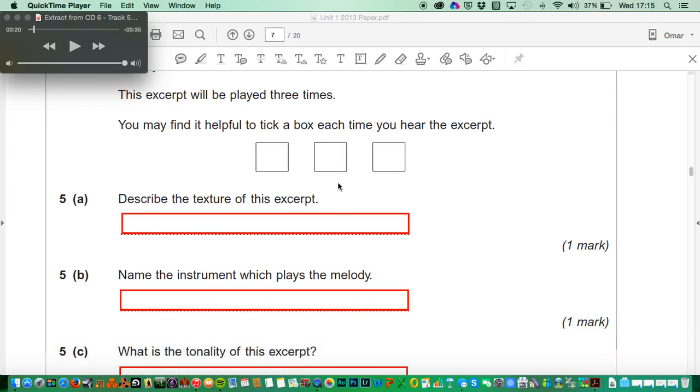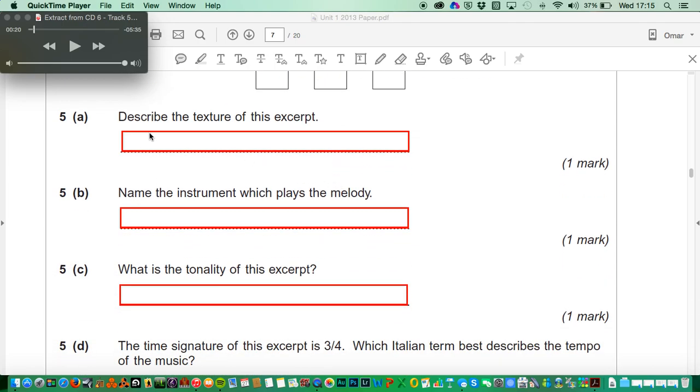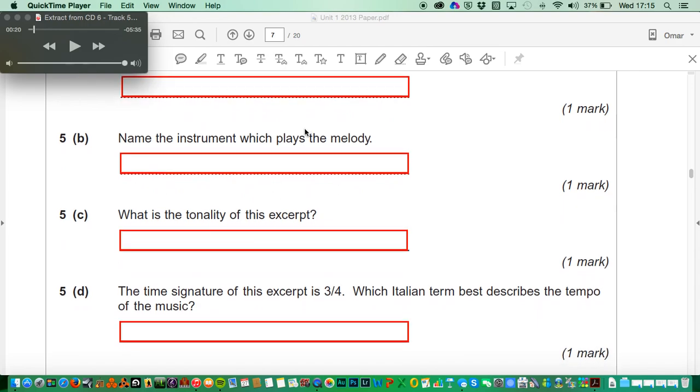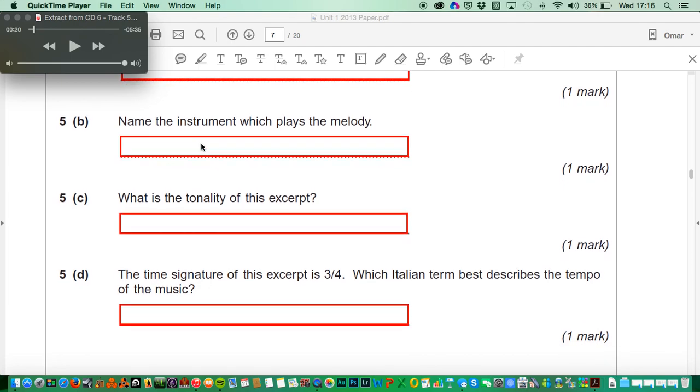is played 3 times. Question 5A is asking you to describe the texture of this excerpt, so you need to be holding in your mind textural keywords, for example, monophonic, unison, homophonic, polyphonic, melody and accompaniment, or contrapuntal. For 5B, you need to name the instrument which plays the melody. It's worth noting that it says instrument rather than voice, which means you can rule out vocal textures, for example, call and response, and also a cappella.